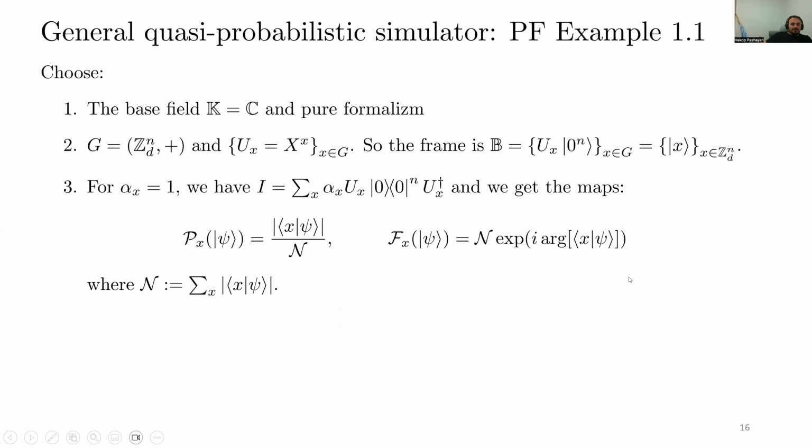So let's do our first real example where we make these choices. I'm going to choose the group to be Z_d^n under addition. And so the unitary representation is just going to be Pauli X strings, or generalized Pauli X strings if we're dealing with qudits.